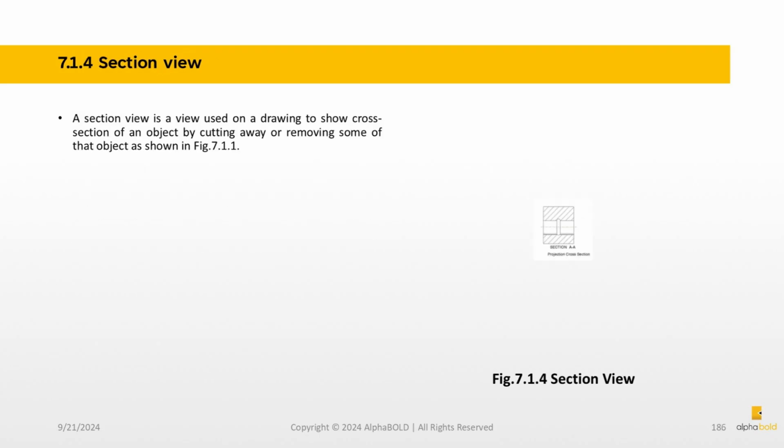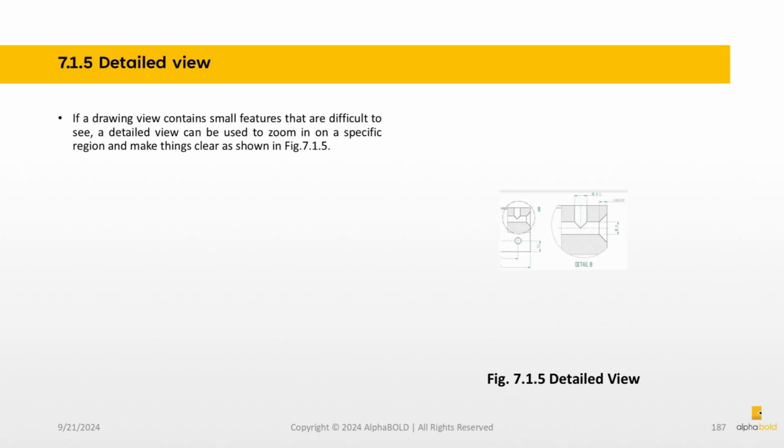Section view. A section view is a view used on a drawing to show a cross-section of an object by cutting away or removing some of that object. Detailed view. If a drawing view contains small features that are difficult to see, a detailed view can be used to zoom in on a specific region and make things clear.